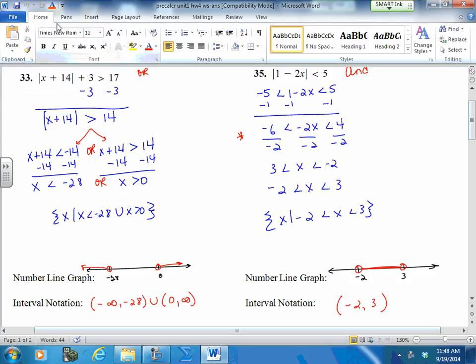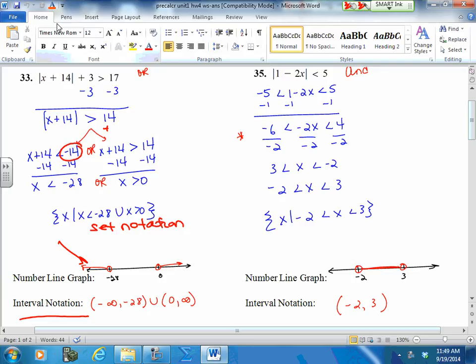Remember, the first thing you need to do: isolate your absolute value. That has to get isolated before you separate. So you isolate your absolute value, then you do your positive root, leave it the same, do your negative root, and solve. Put it on your number line. This is set notation. This is probably what you were used to doing. Put it on your number line. Interval notation is what I'm looking for in the end.